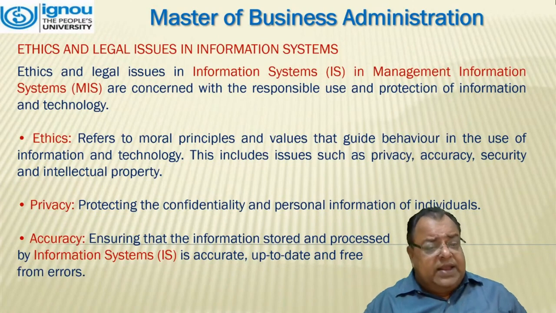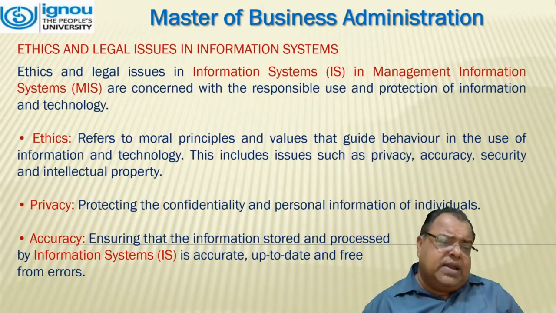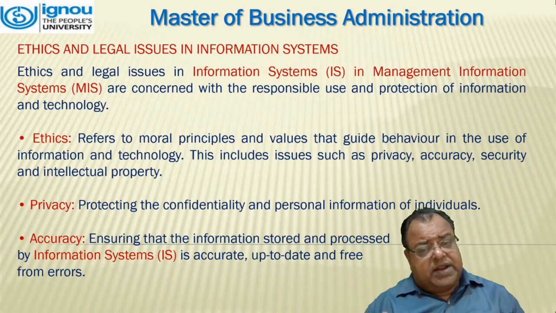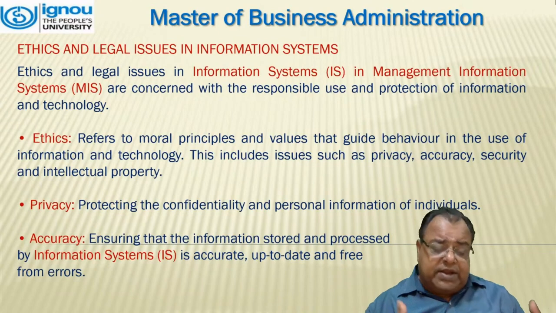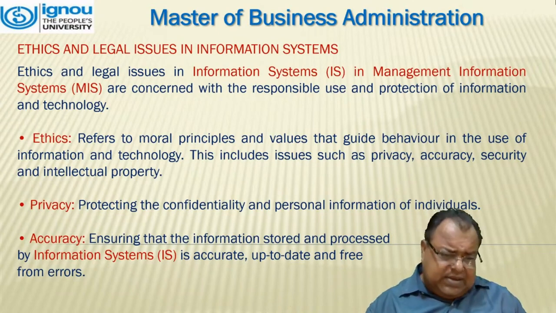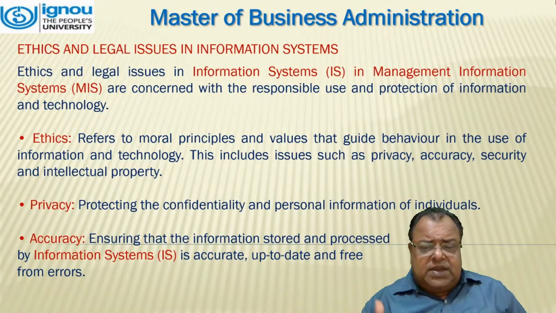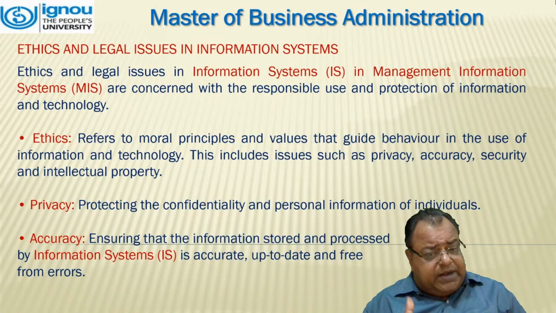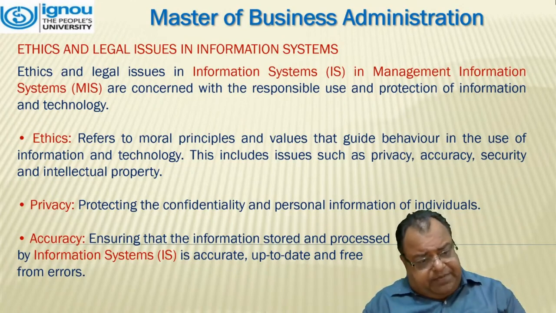Ethics and legal issues in information systems. Ethics and legal issues in information systems are connected with the responsible use and protection of information and technology. Ethics refers to moral principles and values that guide behavior in the use of information and technology. This includes issues such as privacy, accuracy, security, and intellectual property.